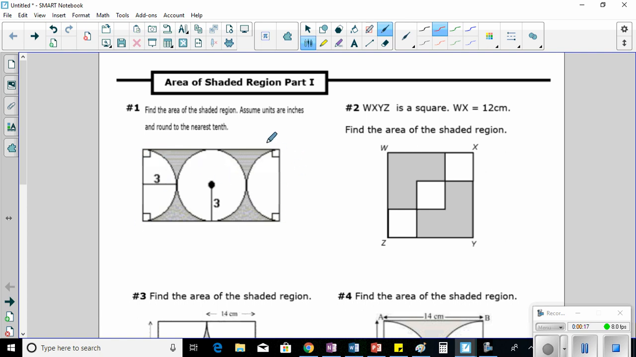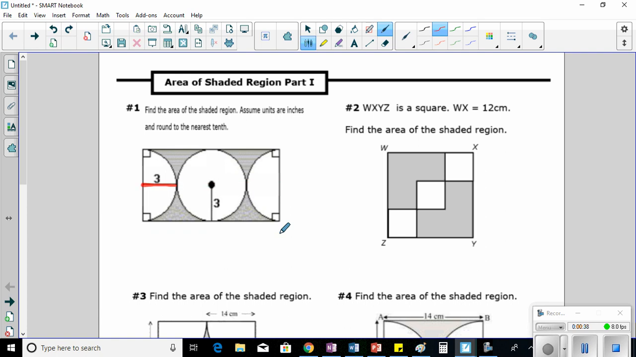For example, this first problem, what we have is a rectangle and some circles cut out of it. So we're going to have to find the area of the whole thing and then subtract the areas of these circles. Okay, finding the area of the whole thing, we need to know our base and height. Well, if this distance is 3, then so is this one, so is this one, and so is this one. And altogether, that adds up to the length of your base. So you can find the length of the base that way.